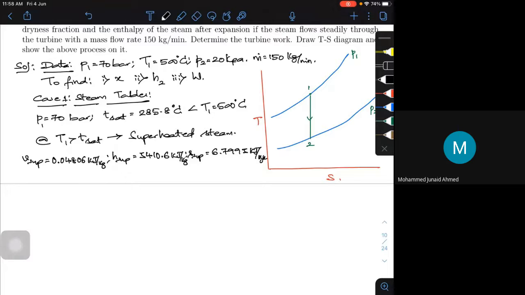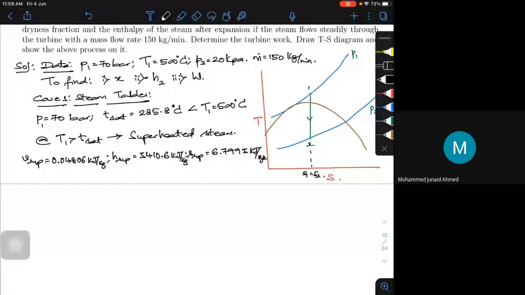Now, see, what is the expansion? If I try to put the dome here, point 1 is in superheated condition and point 2 is in wet condition. Now I need to find the dryness fraction here. But your entropy S1, if at any given point you go down like this, is equal to S2.